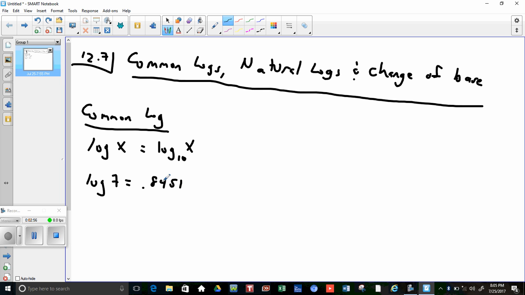Most of your calculators have this ability very easily. Even most phones nowadays have the ability to do logs. If it doesn't, then obviously go to your calculator. They all have that ability. So find the log button, do log of 7, enter. It should give you 0.8451.